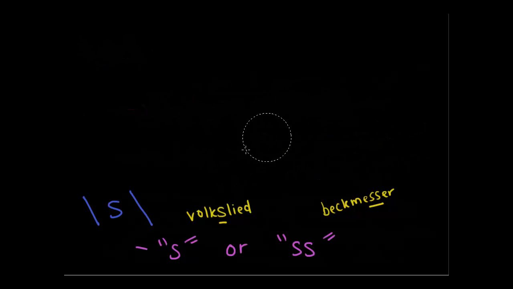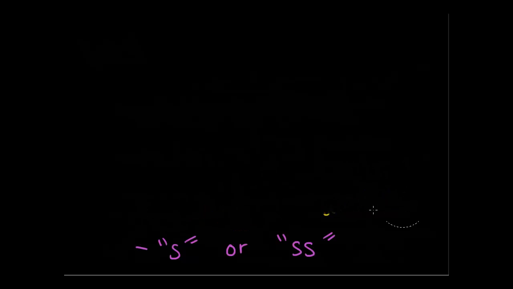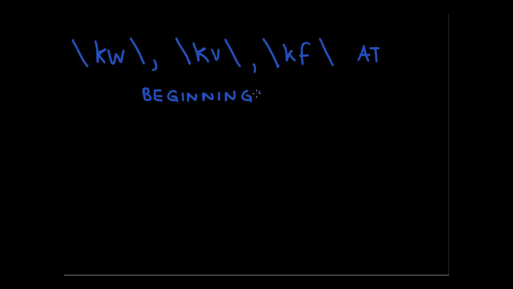Okay? Alright, now our final sounds. Bunch these together. The sounds are KW, kwa, KV, kv, KF, kf, at the beginnings of words. At beginnings of words. Okay, so very, very specific.